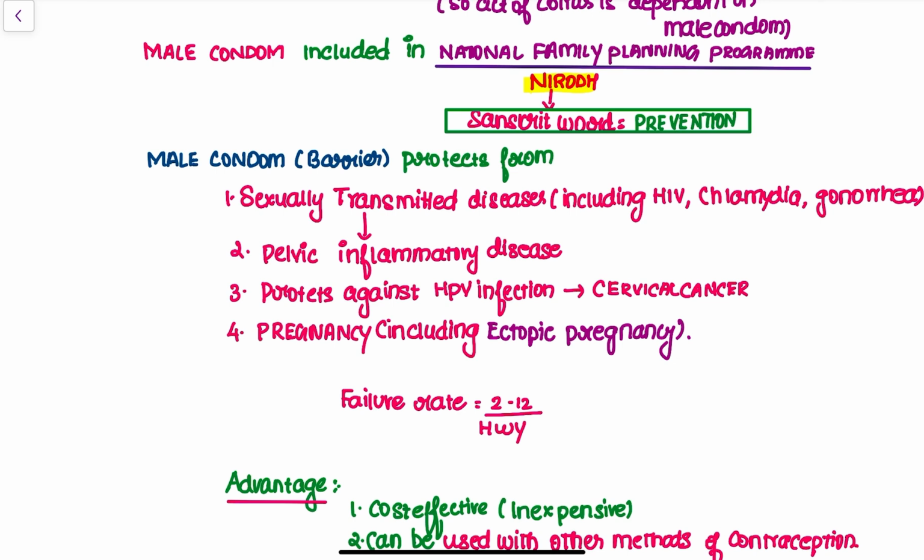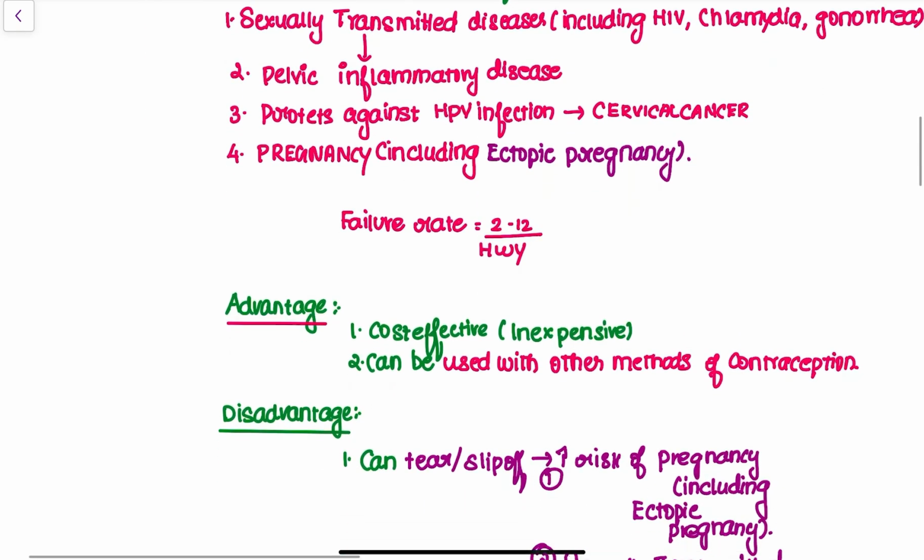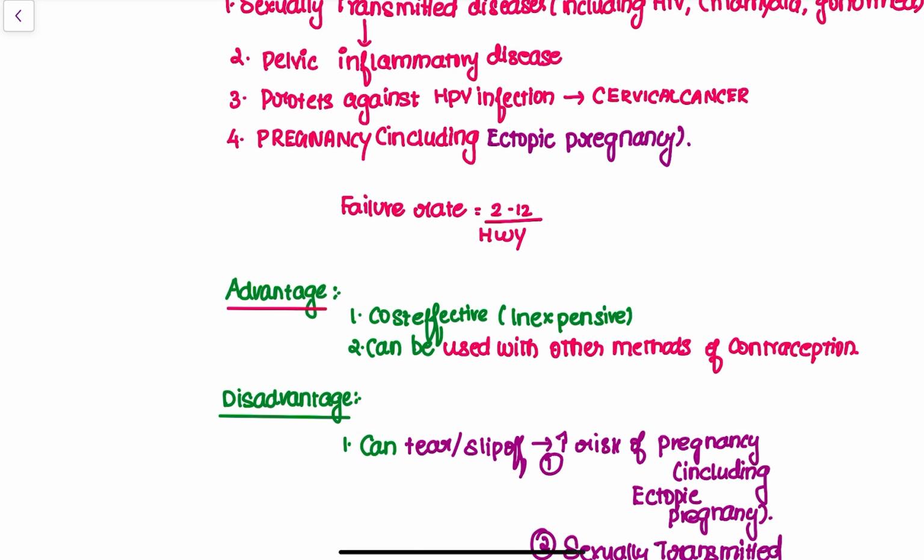you are prescribing this male condom to 100 male partners, right? So 100 of the males are going to use this male condom. Out of these 100, at least 2 to 12 males had an act of coitus that resulted in conception. So out of these 100 women, 12 got pregnant. So the failure rate of the male condom, which is worn by the male partner, is 2 to 12 per 100 women years. Clear? Yes.